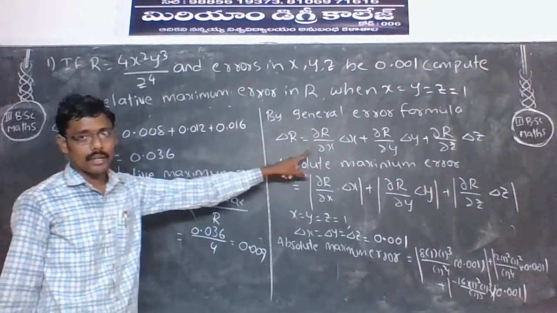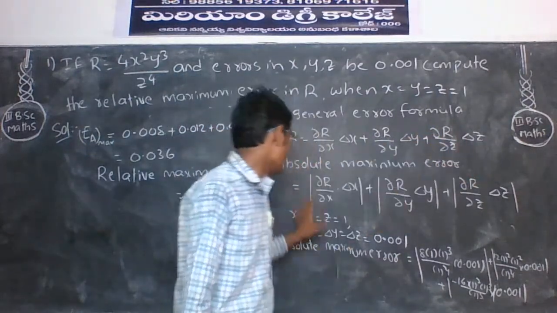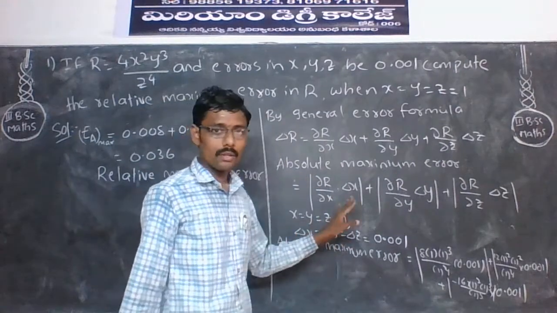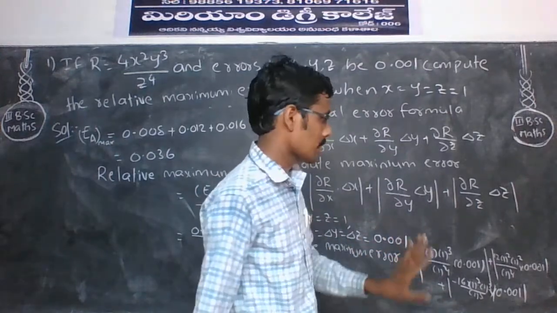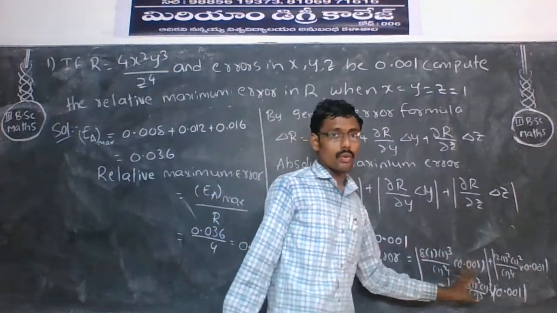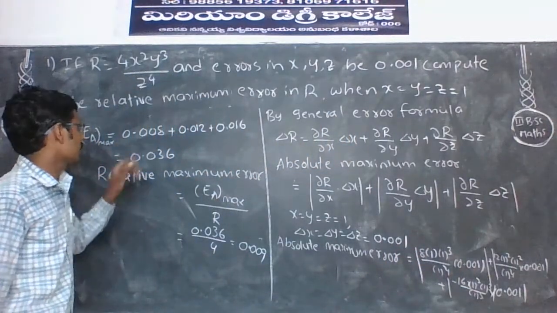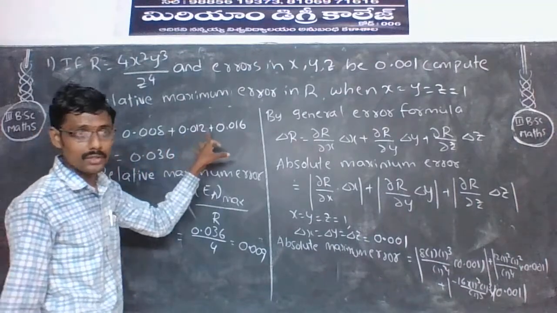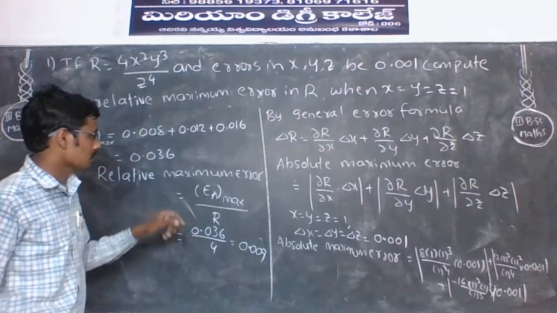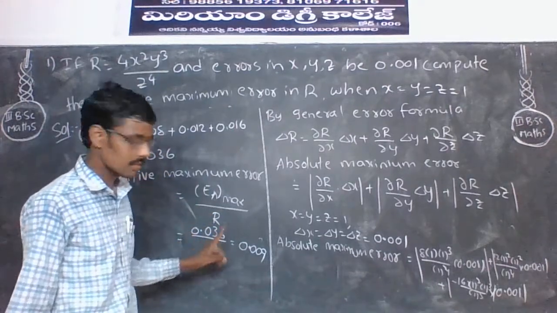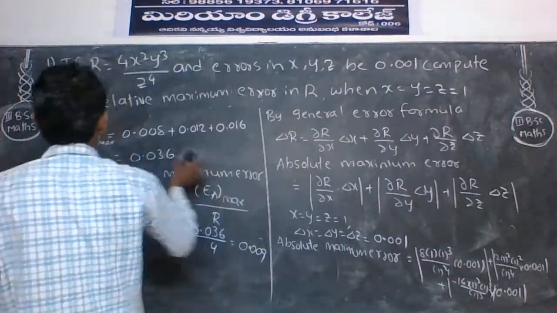By the general error formula, delta R is equal to dou R by dou X delta X plus dou R by dou Y delta Y plus dou R by dou Z delta Z. Absolute maximum error, X is equal to Y is equal to Z is equal to 1, delta X, delta Y, delta Z is equal to 0.001. Take positive values only. Simplify using the scientific calculator: 0.008 plus 0.0012 plus 0.0016 is 0.0036. Relative maximum error is EA maximum by R, 0.036 by 4, is 0.009. This is the first problem. Next, second problem.